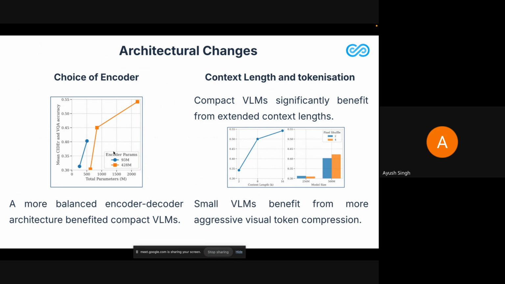So the main conclusion is that for compact VLMs, a more balanced encoder-decoder architecture is beneficial. For example, if we have a 93 million parameter vision encoder, then a 135 million LLM would be beneficial as compared to a 428 million parameter vision encoder. Okay.